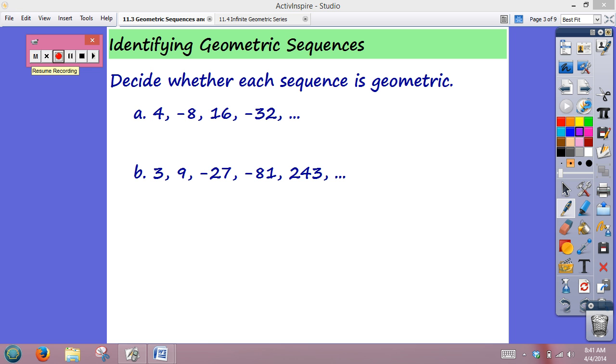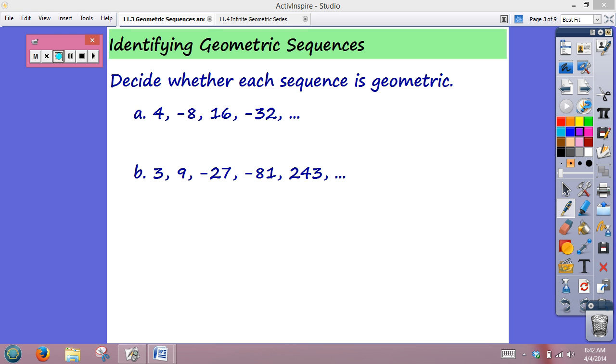In the first example, we are going to decide whether each sequence is geometric. So we have to find a pattern, and remember, in geometric sequences we are looking for a common ratio and not a difference. So this means that we have to look for something multiplied or divided that is constant between each term. Whereas in the arithmetic sequences we had to look for something that added or subtracted between each term.